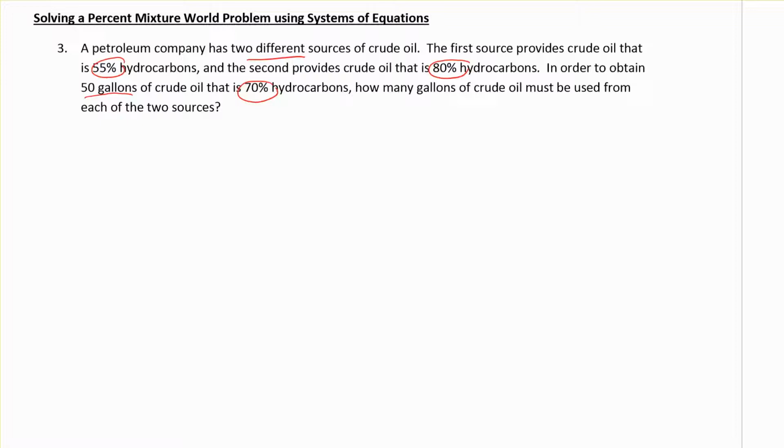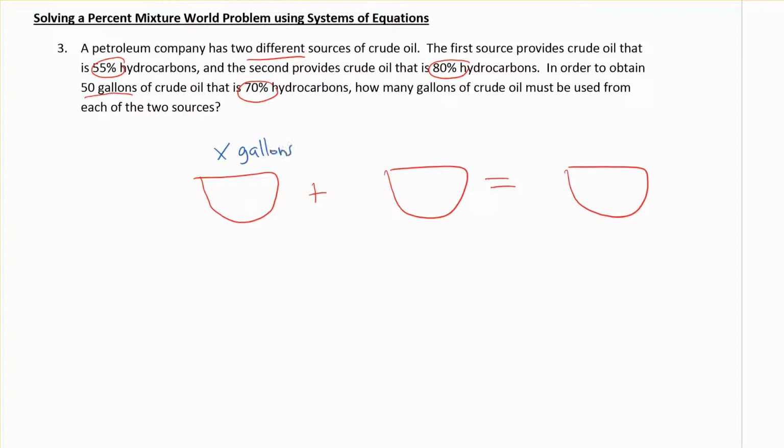So notice we're mixing so many gallons of a 55% with so many gallons of an 80%, diluting it down and getting 50 gallons of a 70%. A diagram is helpful here to show the mixture. Up top, I have x gallons. Really pay attention: is it gallons, ounces, pints? y gallons. So x gallons plus y gallons equals total gallons. I want to end up with 50 gallons.